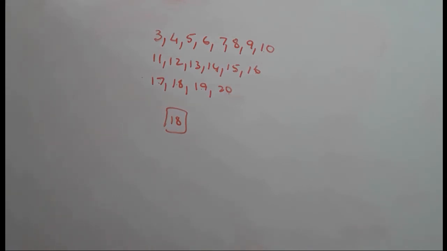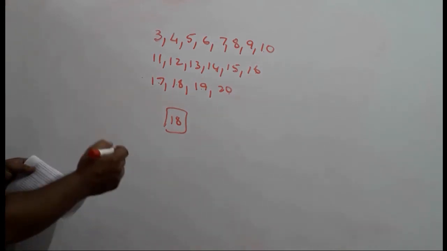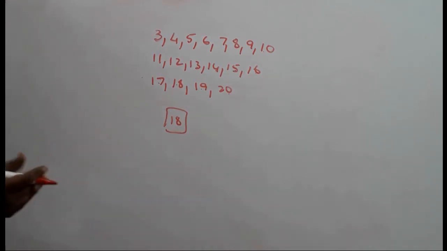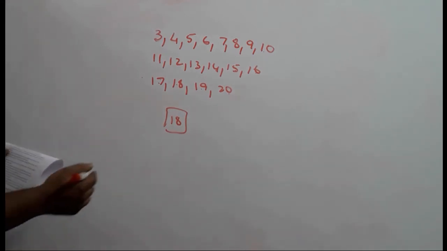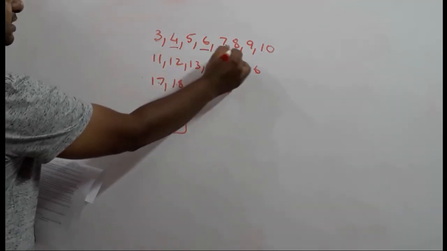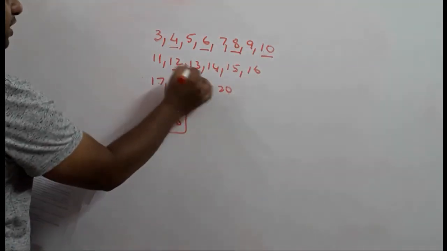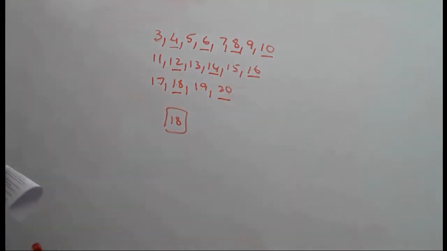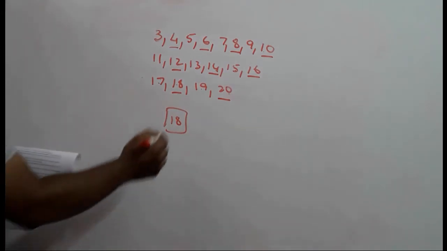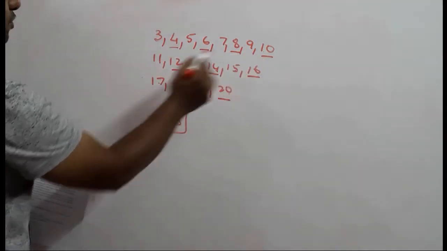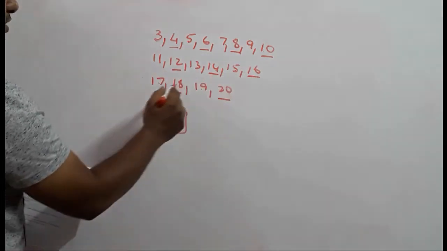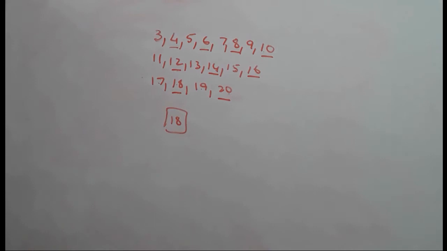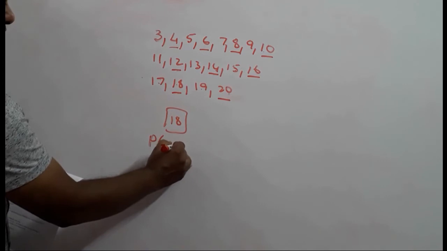What is the probability that the number on the card taken out is an even number? So which are the even numbers? We have learned about odd and even numbers in the lower classes. The even numbers are 4, 6, 8, 10, 12, 14, 16, 18 and 20. How many even numbers do we have? 1, 2, 3, 4, 5, 6, 7, 8, 9. So there are a total of 9 even numbers.